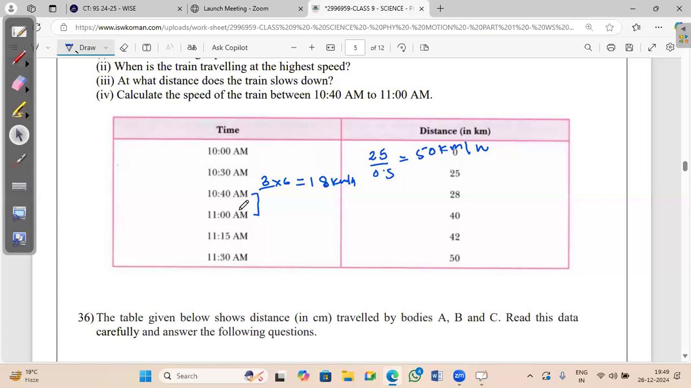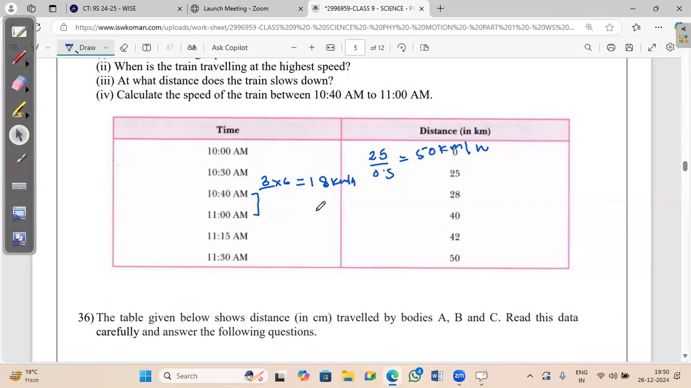For the next part, the time taken is 10:40 to 11, which is 20 minutes. Did you calculate it all? No, sir, just the first one. I just saw the distances. You have to solve for all.